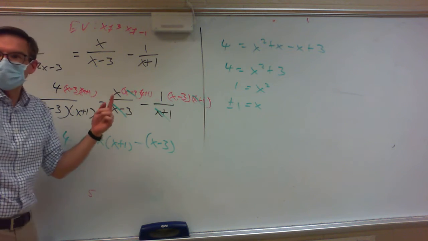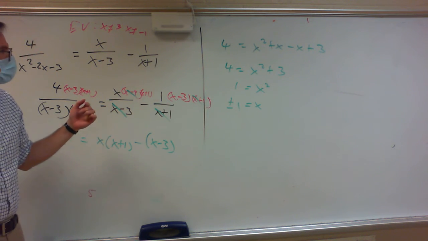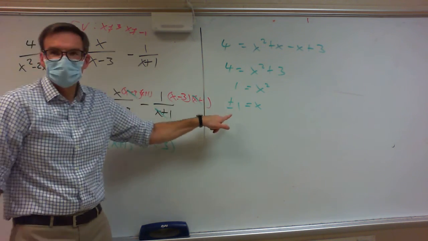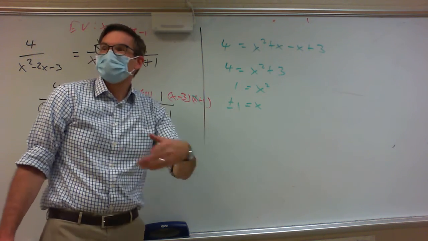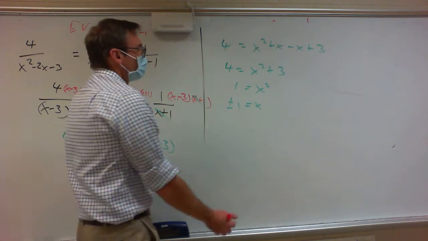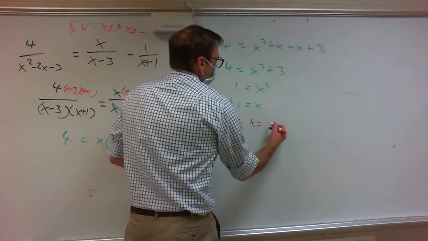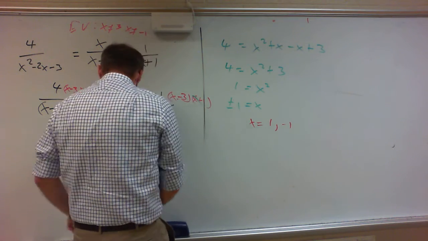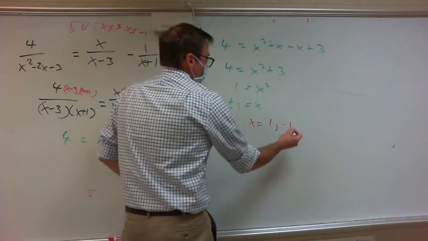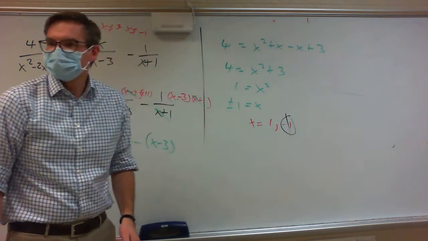Oh, well, wait a minute. If x can't equal negative 1, can my answers be plus or minus 1? What's our answer? Just 1. So when you wrote down x equals plus 1 and x equals negative 1, that negative 1 wasn't legal, right?